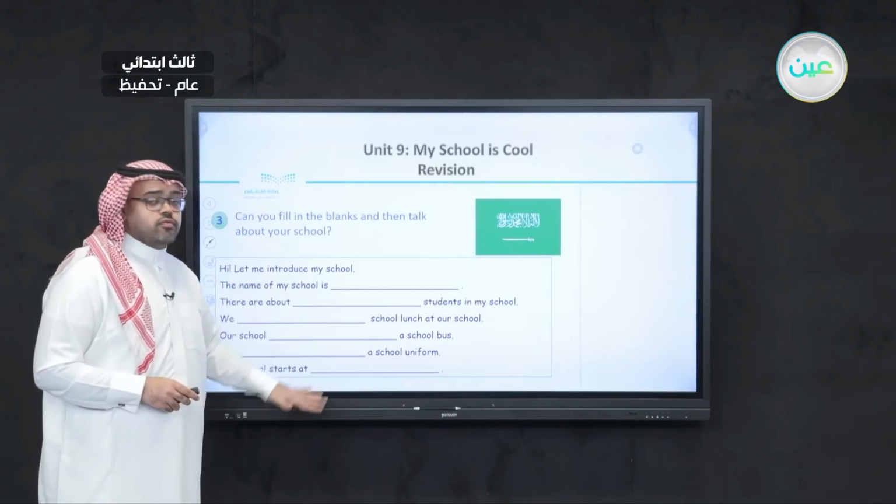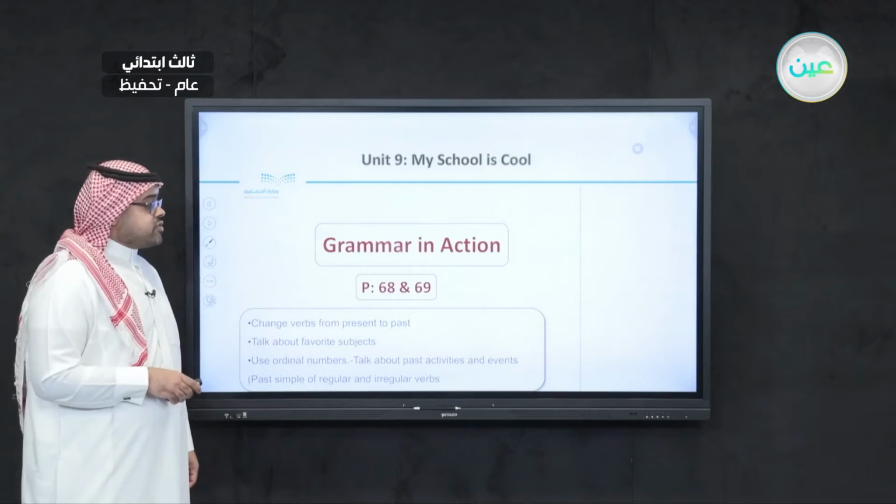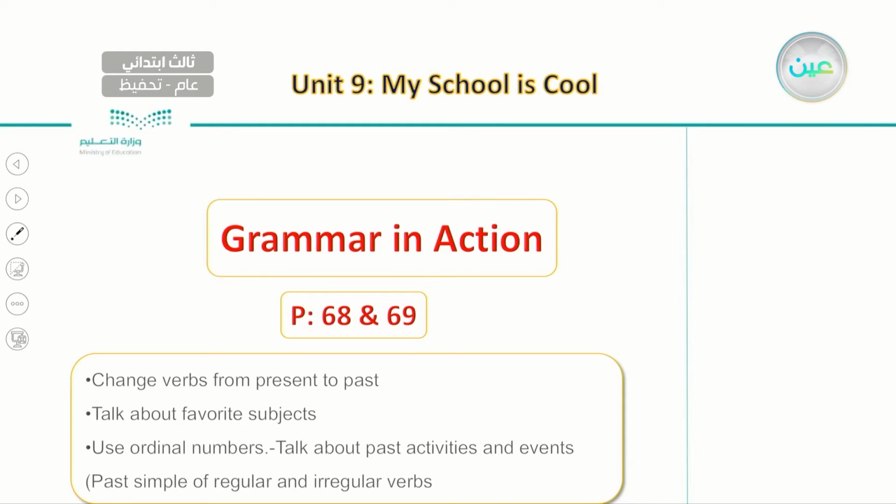So think of all this information when you write down or fill in this exercise. After this, we did learn another lesson, which is called Grammar in Action, on pages 68 and 69. And our goals in this lesson were to change verbs from present to past, talk about favorite school subjects, use ordinal numbers to talk about activities and events that happened in the past, and also to differentiate between the regular and irregular verbs.